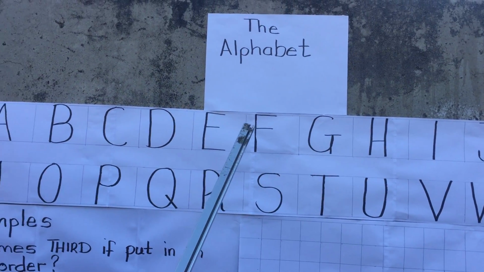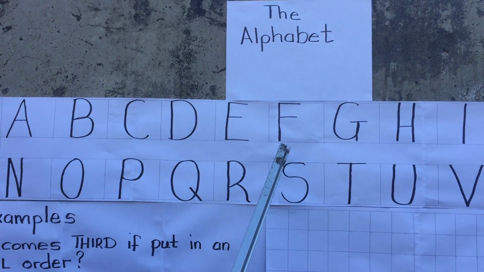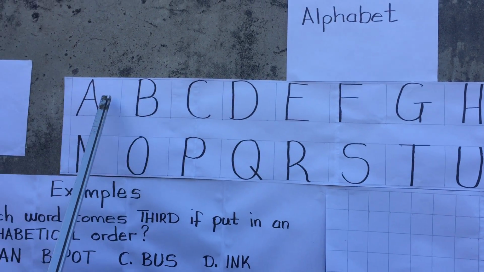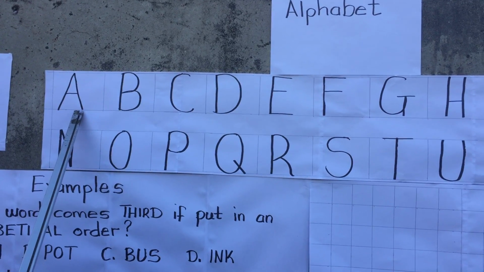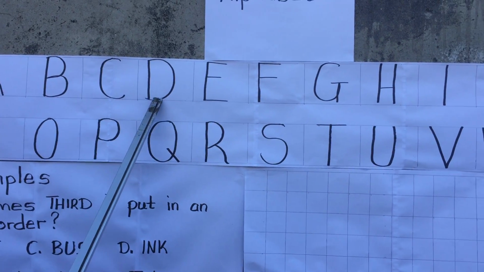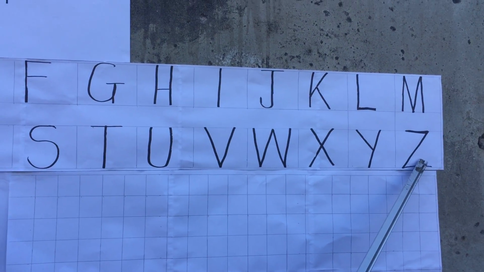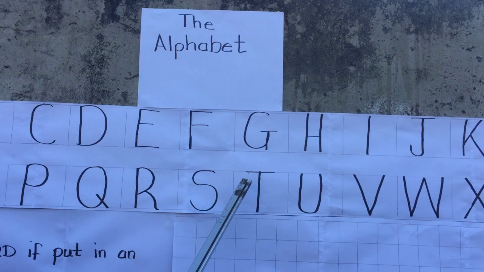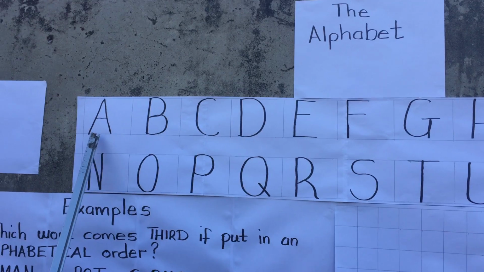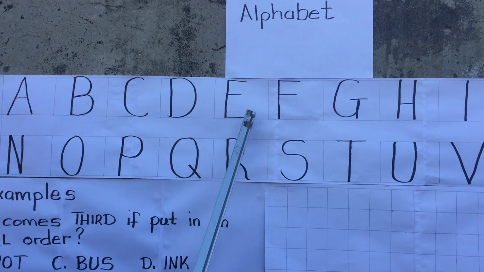It's not just a matter of memorizing and just singing A, B, C, D, E, F, G, H, I, J, K, L, M. No. It is a matter of saying A, you need to know what A is, identify it, B, C, D, and you run up till you get to Z. So there are 26 letters here, and they are in order. Our alphabet starts with A, and you go on and on until you get to Z.